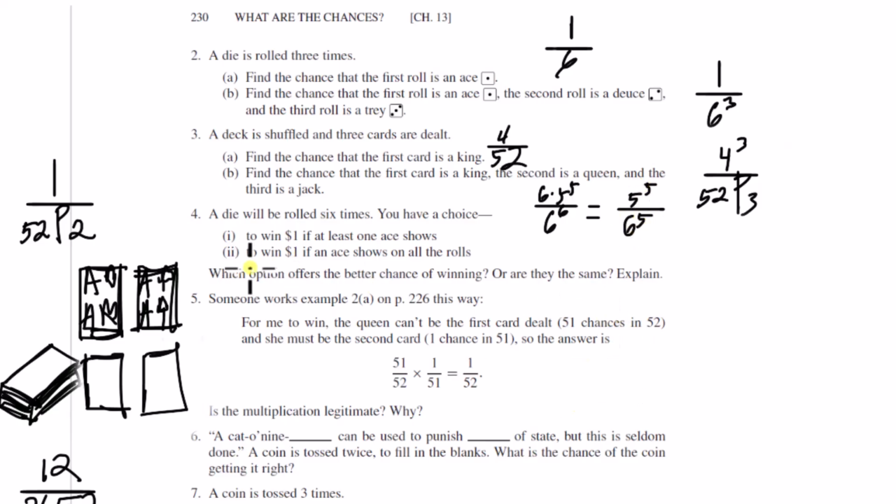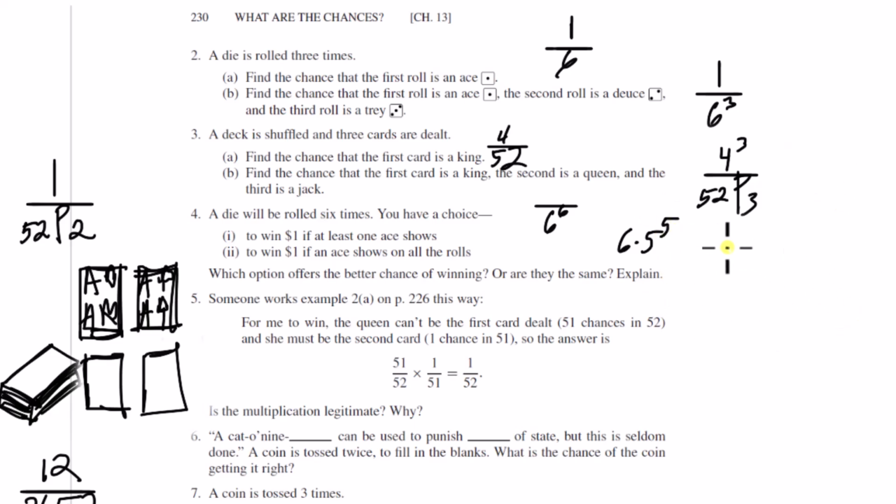Okay? Now, you could win $1 if an ace shows on all the rolls. So it's the same total outcomes, but now if an ace shows on all the rolls, well, that's got to be unlikely. Or wait, no. Hold on, I did that wrong. If at least one ace shows, at least, not just one ace showing. So in that case, 6 times 5 to the 5th is 1 ace showing.